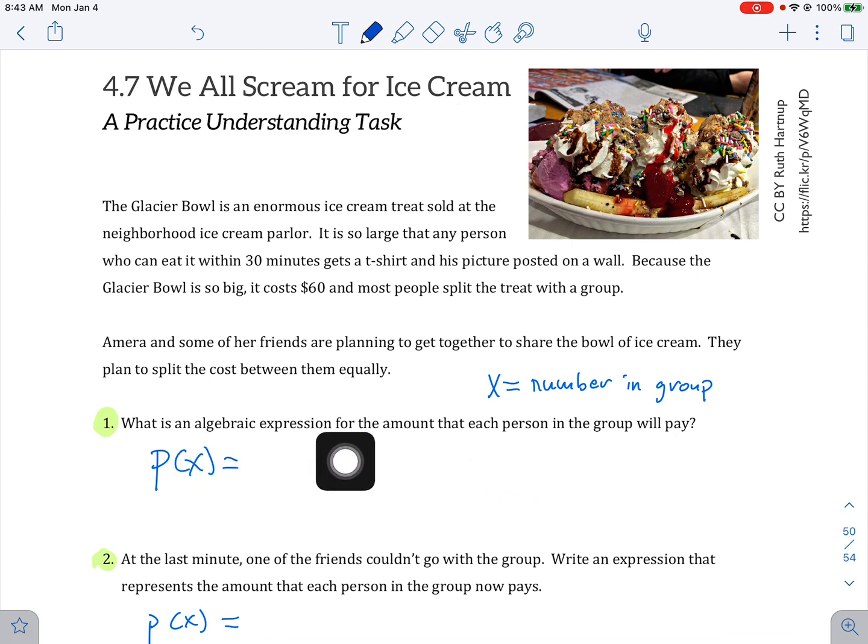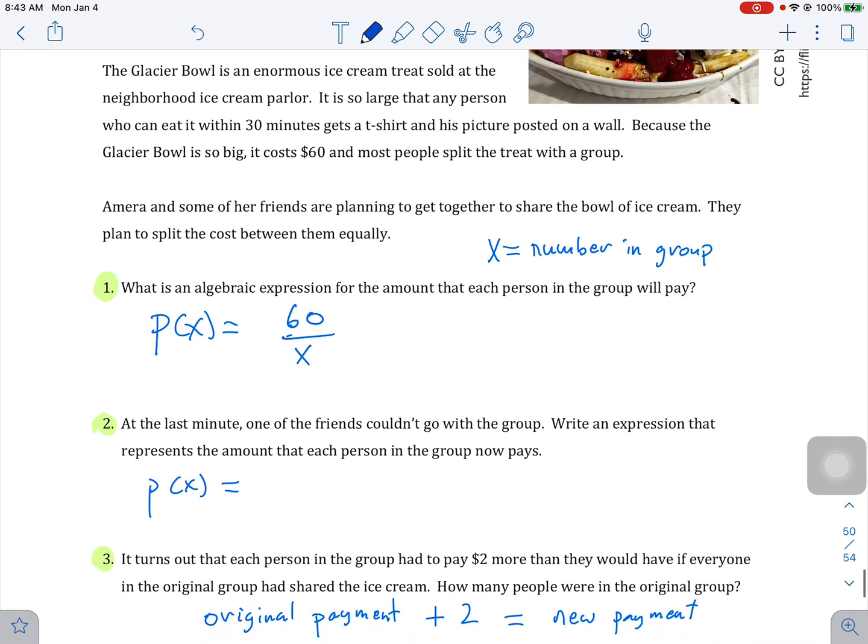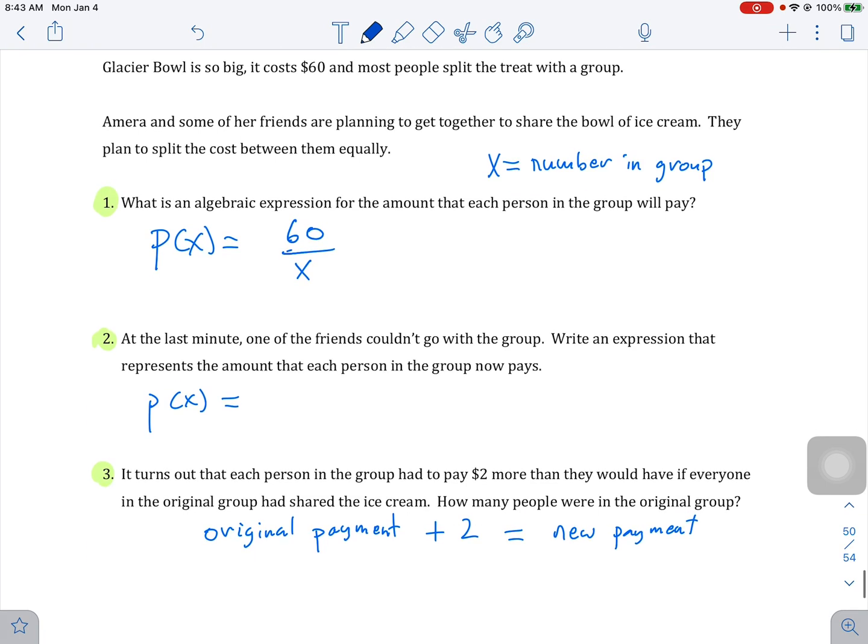The first question is an algebraic expression. If you have a large sundae that any person can eat in 30 minutes, it's $60, and we don't know how many people there are. So the amount of payment is going to be 60, the total payment, divided by the number of people, which is X. At the last minute, one person decides they can't go.